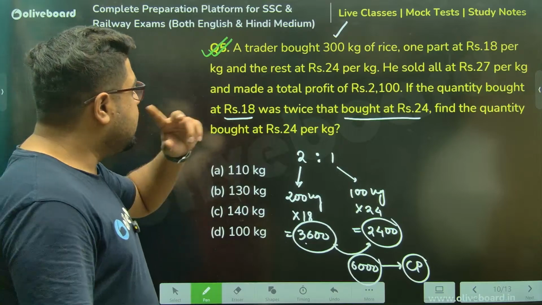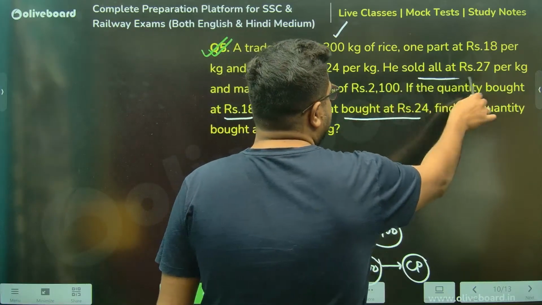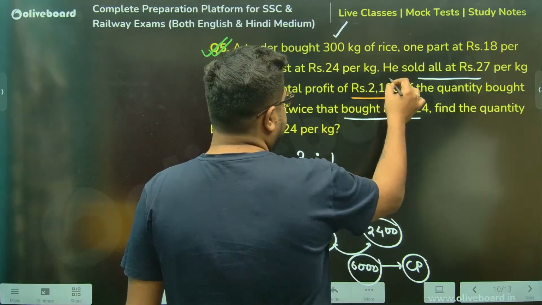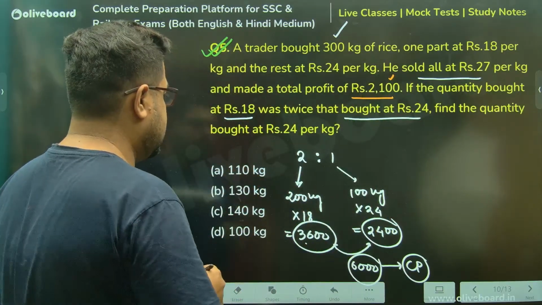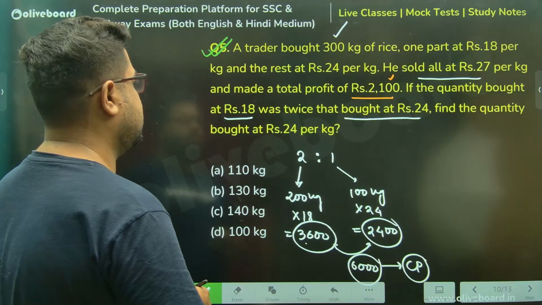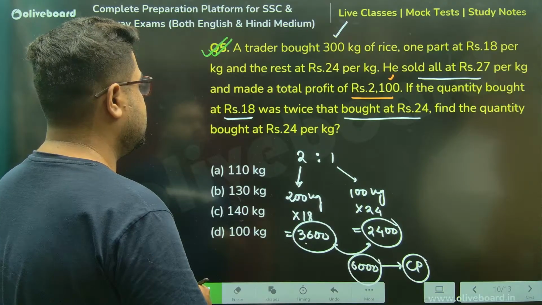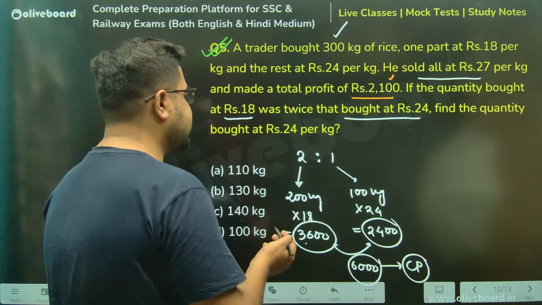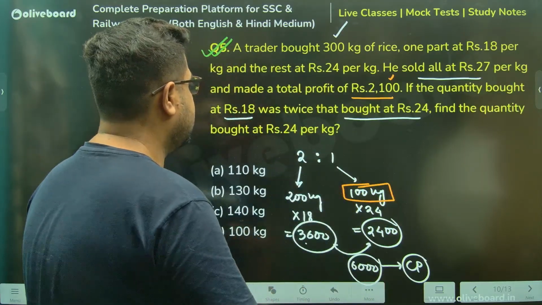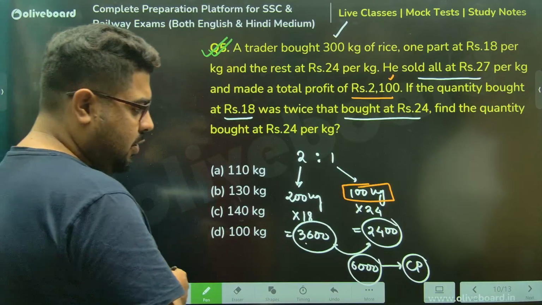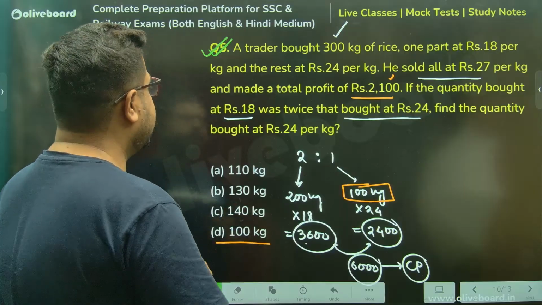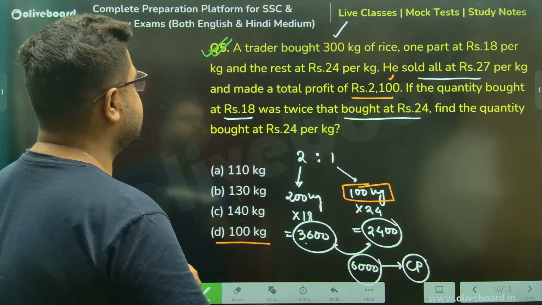This much clear? Now what they are saying, he sold all at 27 rupees per kg and made a profit of this. Achha, one second. Sir, I don't need all this. Here only I got my answer. There is something wrong with this question, no? Sir, 100 kg is also there in the option. Quantity bought at 18 was twice as this.